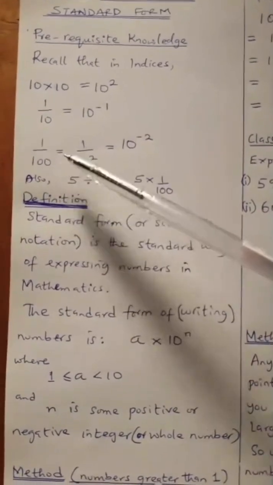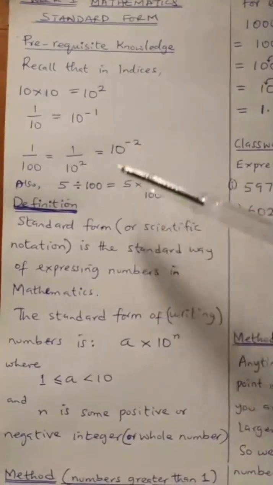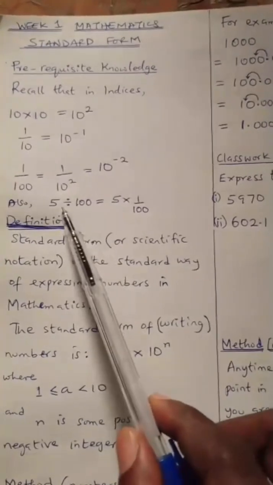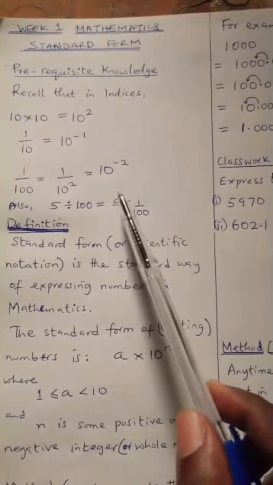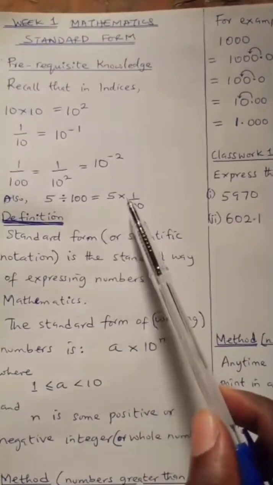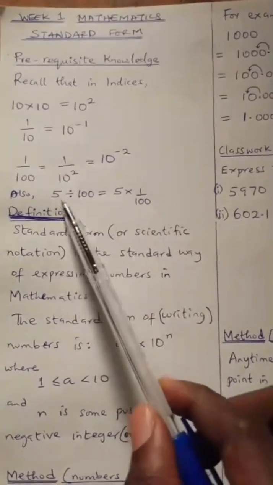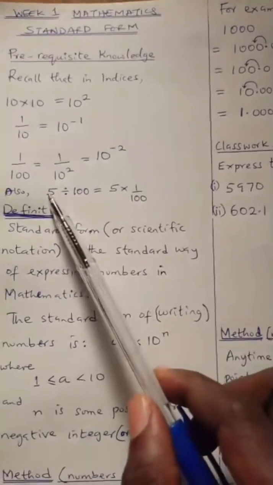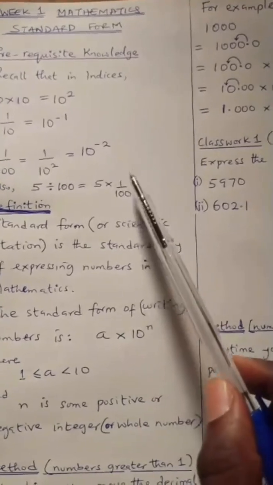And then 1 over 100 is equal to 1 over 10 raised to the power 2, or 10 raised to the power minus 2. When we divide a number, say 5 divided by 100, for example, it is equal to 5 times 1 over 100. So dividing by 100 is the same thing as multiplying by 1 over 100. So 8 divided by 100 will be 8 times 1 over 100, or 8 divided by 1,000 will be equal to 8 times 1 over 1,000.